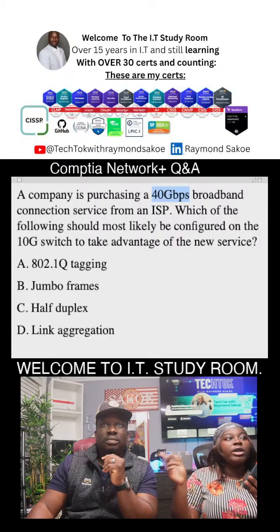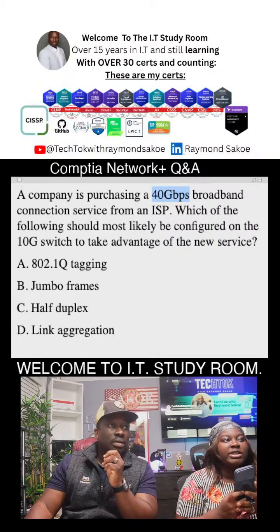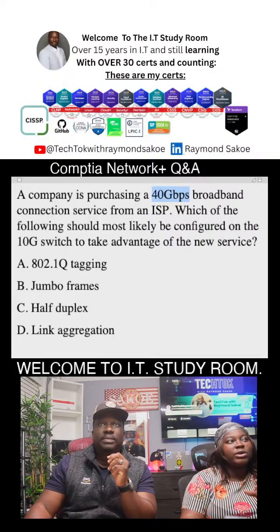Okay, so Lone Ranger says you cannot do jumbo frames. That was what he was trying to say. All right, because I know he said D.